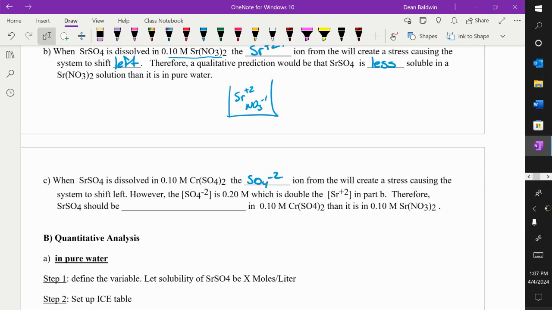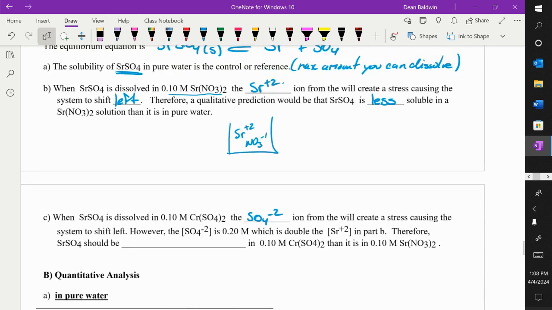Is already there. But what do you notice? It's 0.1 molar of this. How many sulfate molecules are there in one of these chromium sulfates? 2. So the actual concentration of the sulfate is 0.2. It's higher, right? So is it going to be more or less soluble than the strontium nitrate? It's going to be less, right?